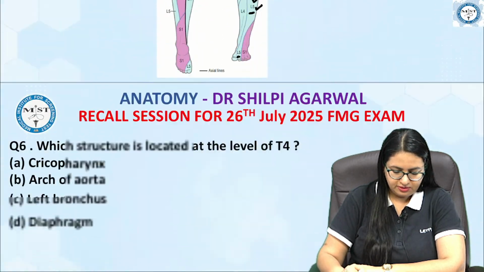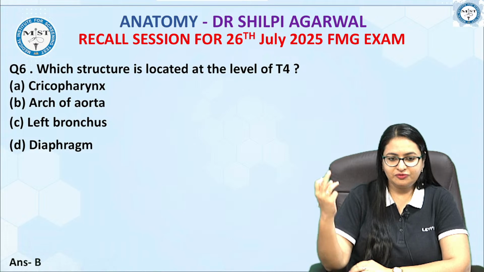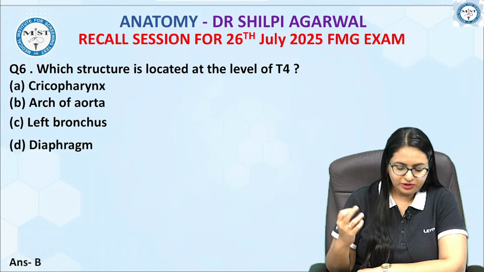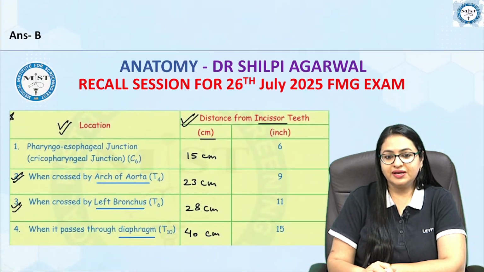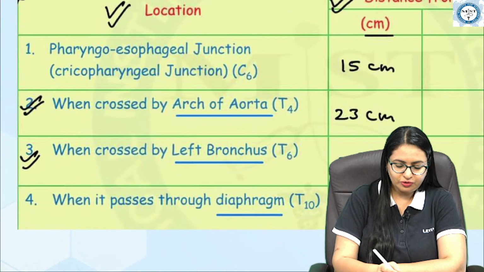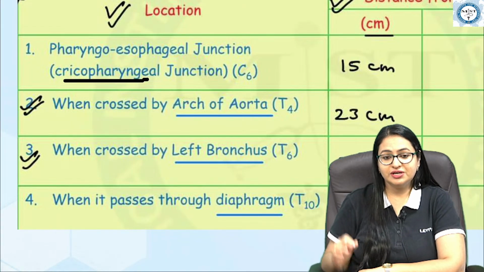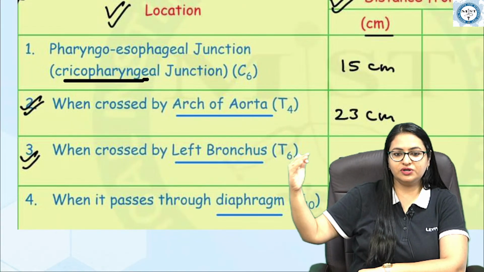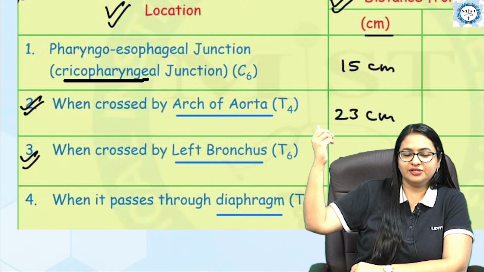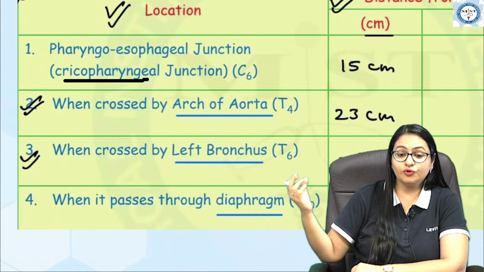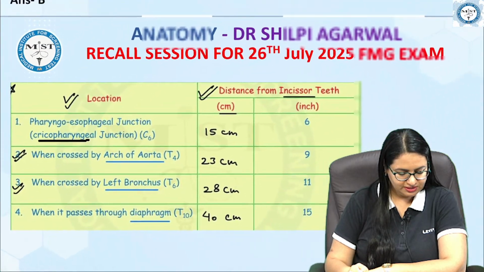Fine. Now going to the next question, what structure is located at the level of T4? When you look at these options, we say the answer is the arch of aorta, definitely the structure located at the level of T4. All the options are in coherence with the constrictions in the esophagus: cricopharynx, arch of aorta, left bronchus, diaphragm. We know the cricopharynx or the pharynx begins at C6, the arch of aorta is at the level of T4, the left bronchus is T6, and the diaphragm is at the level of T10.